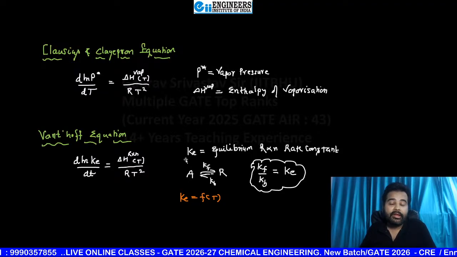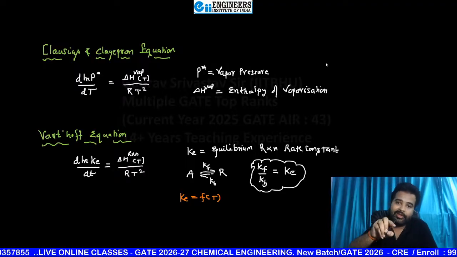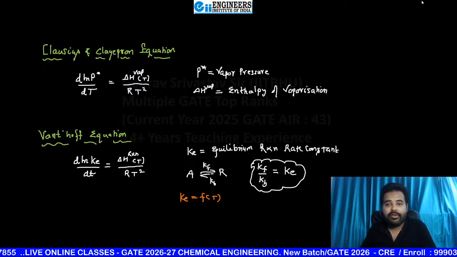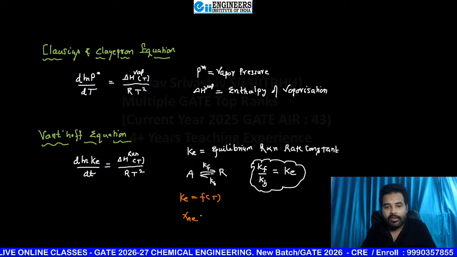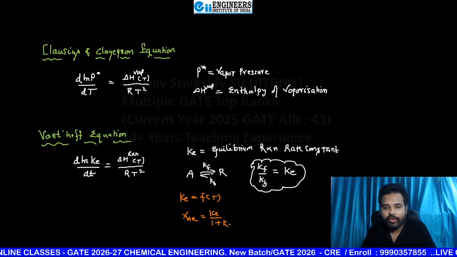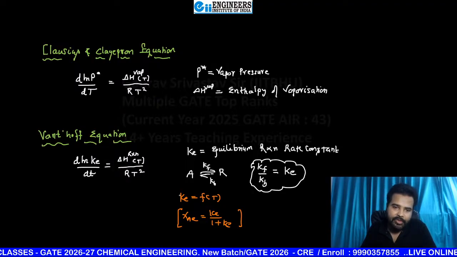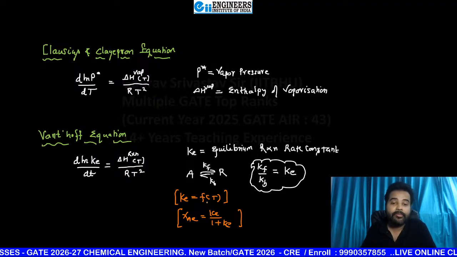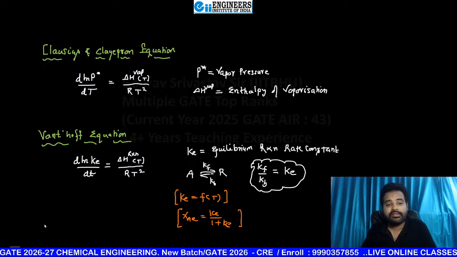Okay, and just like a typical expression, for this reaction X_AE can be written as K upon 1 plus K. How did it come, sir? Don't worry, you will see its derivation in my subsequent lecture. Okay, and how, sir, are you saying K is a function of temperature? How did you say that, sir?